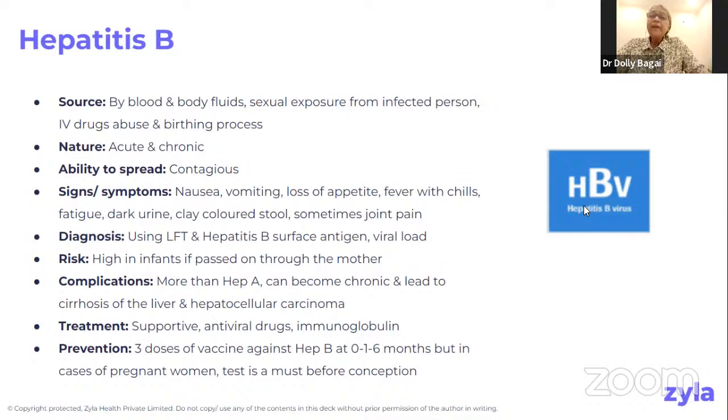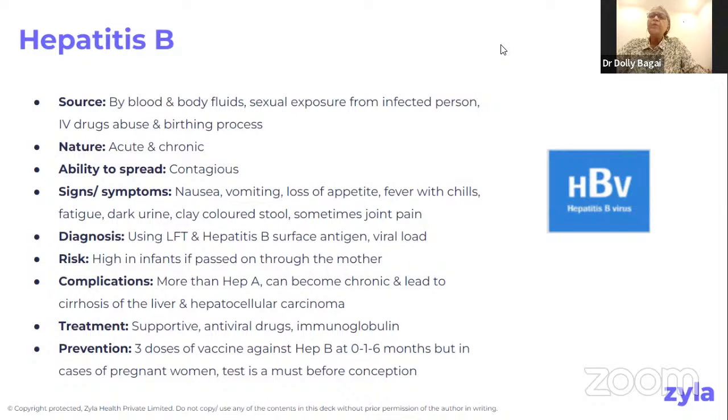Now, how do we diagnose hepatitis B? Again, by doing the liver function test, and the most important part is the hepatitis B surface antigen. Once your hepatitis B surface antigen, in short HBsAg, is positive, then the doctor advises to go for a viral load to see.